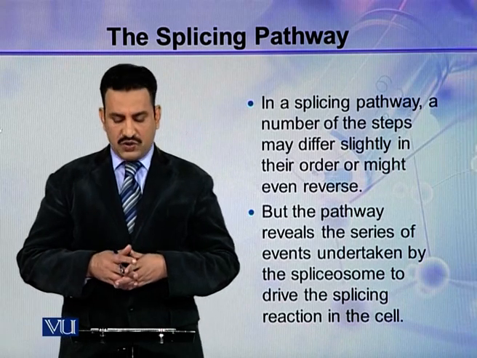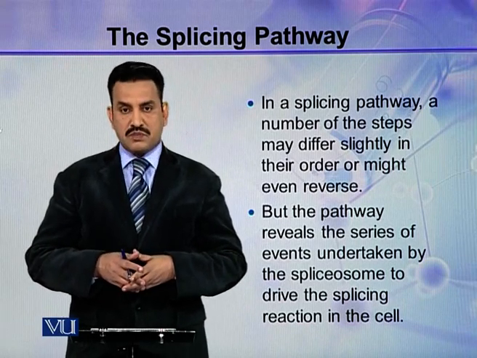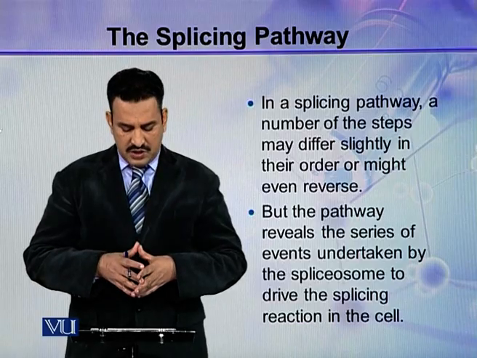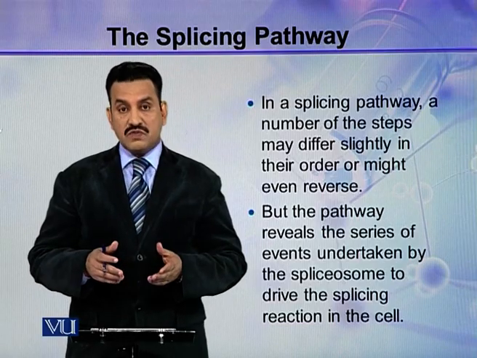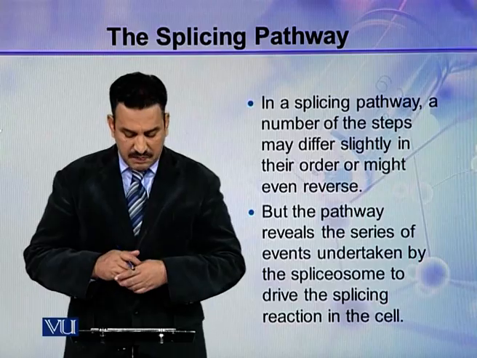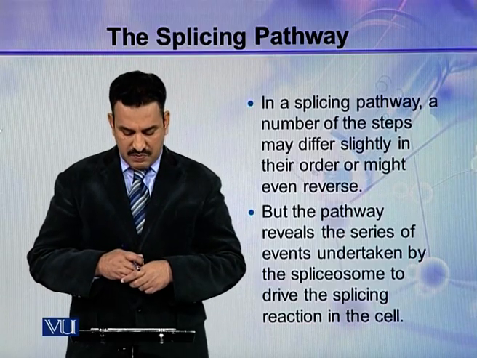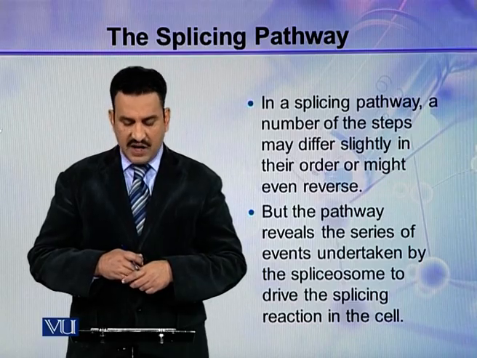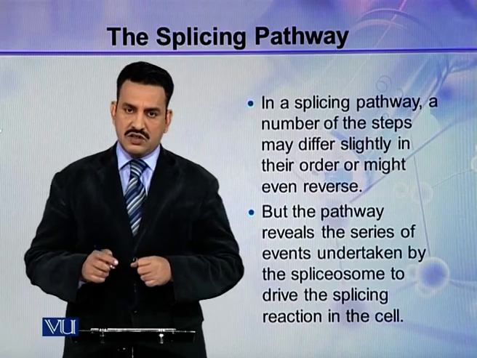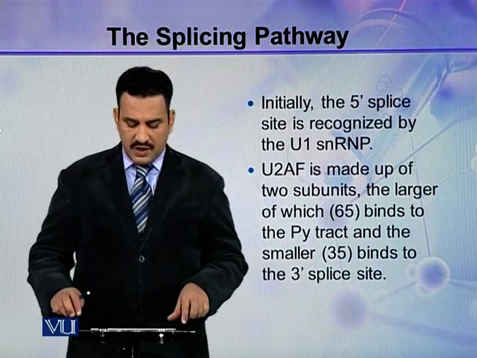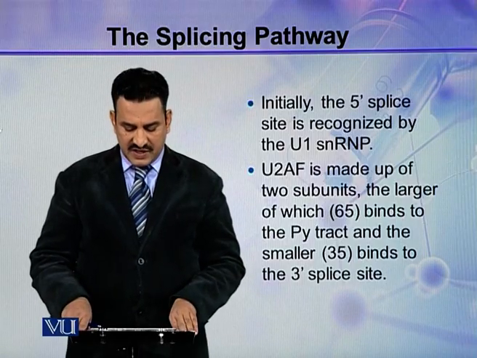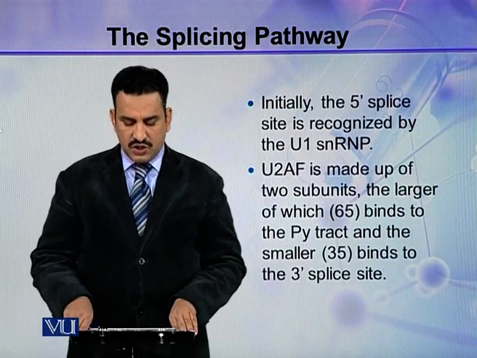In a splicing pathway, a number of steps may differ slightly in their order or might even reverse, but the pathway reveals the series of events undertaken by the spliceosome to drive the splicing reaction in the cell. Initially, the 5' splice site is recognized by the U1 SNRP.